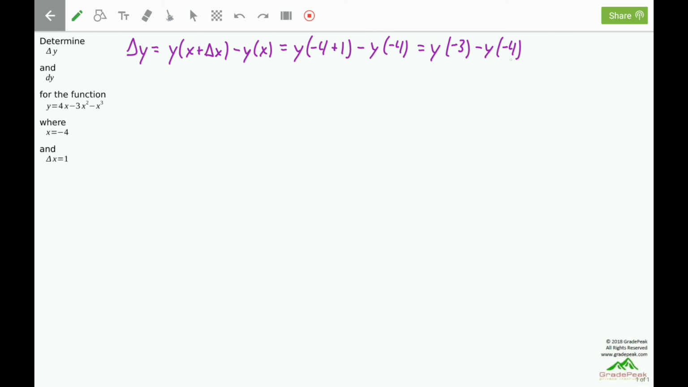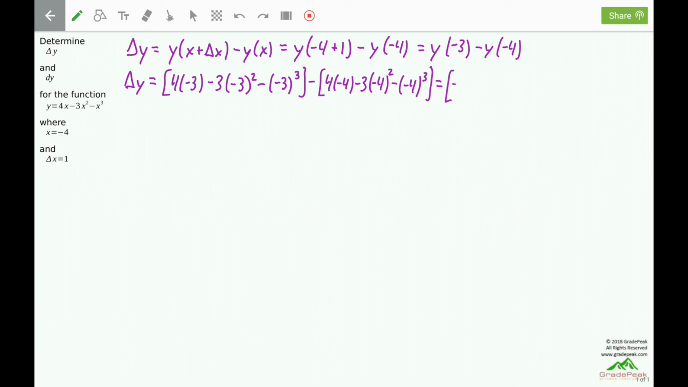These are evaluated in the function given, so that delta y will be y of negative 3, plugging negative 3 in for the function y, will give 4 times negative 3 minus 3 times negative 3 squared minus a negative 3 cubed, minus y of negative 4, which will be 4 times negative 4 minus 3 times negative 4 squared minus negative 4 cubed.